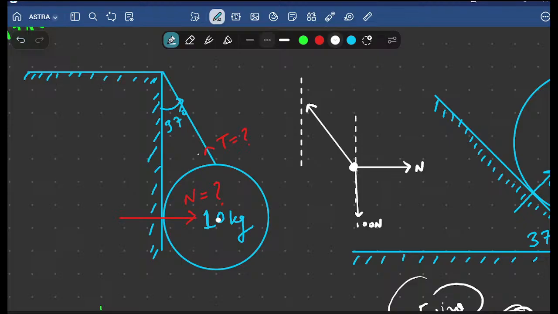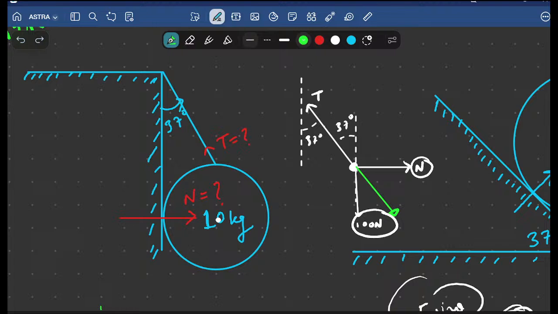Listen very carefully. We can see clearly that these angles are how much? These angles are 37 degrees and 37 degrees, right? So obviously the resultant of N and 100 will be somewhere between N and 100, because I am not sure that N and 100 are the same or not, but still it must be balancing this T. Then only N plus 100 plus T is cancelling to become 0.